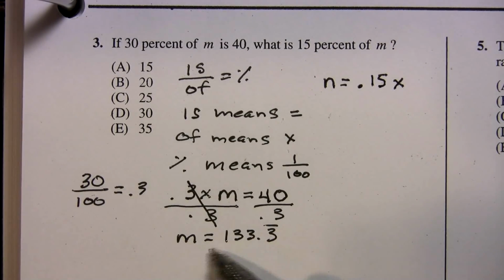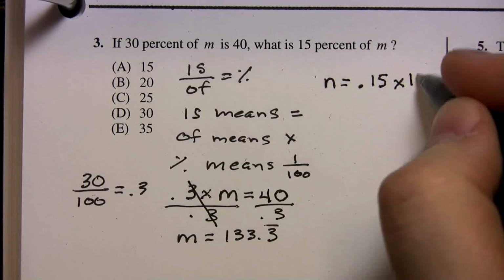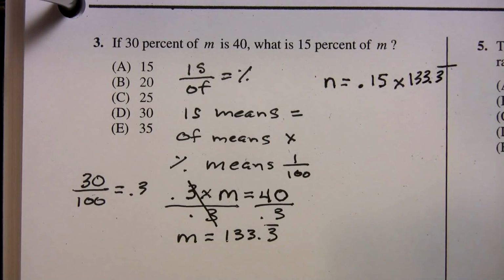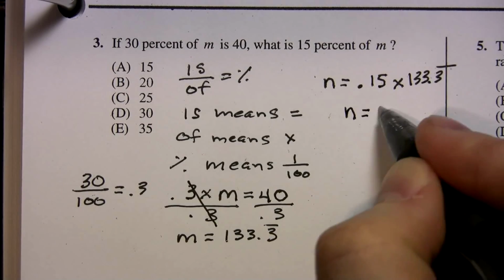Alright, and what did we say m was? We said m was 133.3 repeating. Now if you still have it in your calculator, we're just going to multiply times 0.15, and you get n equals 20. Choice B.